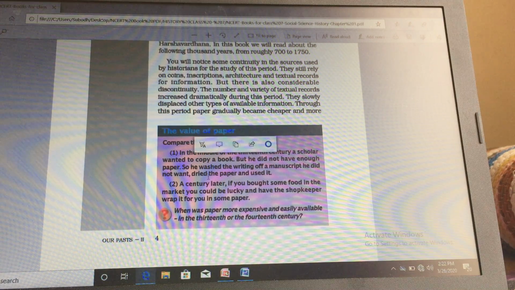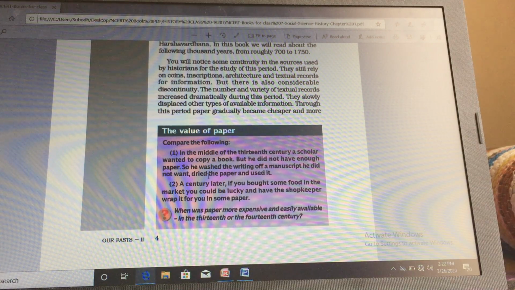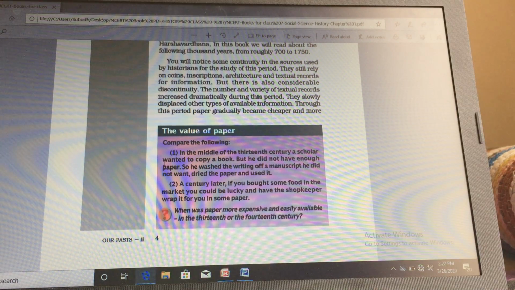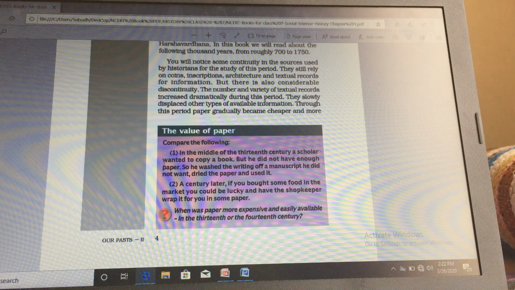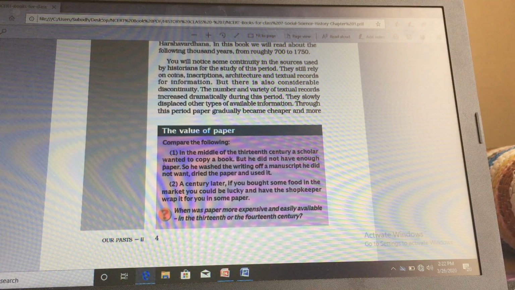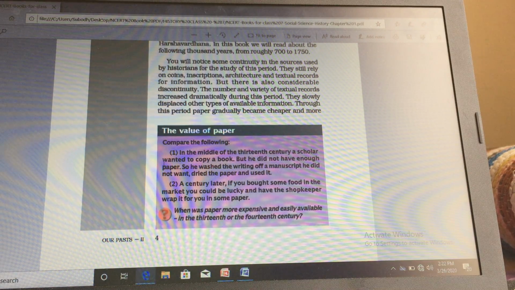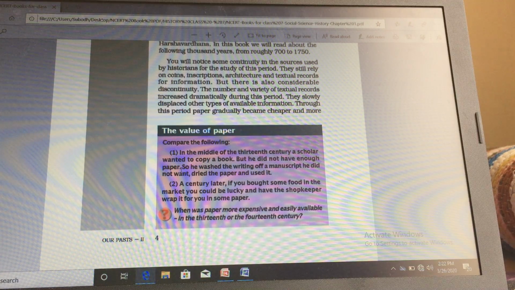The value of paper. Nowadays, if you do not do something right, you tear a paper and throw it away. But in those days, paper was really valuable. Here is a story of a 13th century scholar who wanted to copy a book, but he did not have paper. So what he did, he washed off the writing of a manuscript he did not want. There were many manuscripts. One of the manuscripts was of no use to him. So he washed it off, dried it, and then used it again. So see how important paper was in those days.